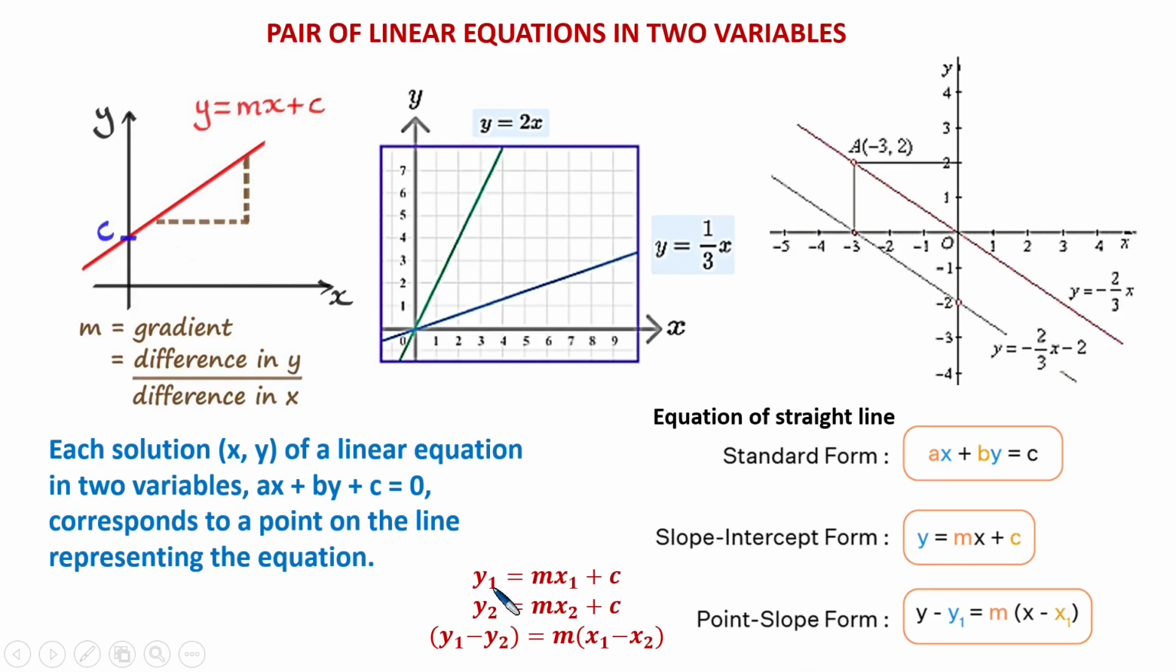Suppose for the same line you have say x1 and x2, you take these 2 points. For that you have y1 and y2. Of course, since it's the same line, the intercepts will be same. So if you subtract this, y2 minus y1 is equal to m, which is common, times x2 minus x1. So from here you can have this form also.